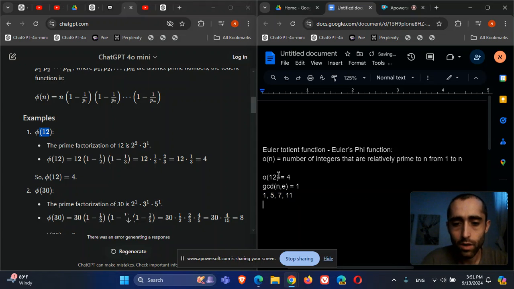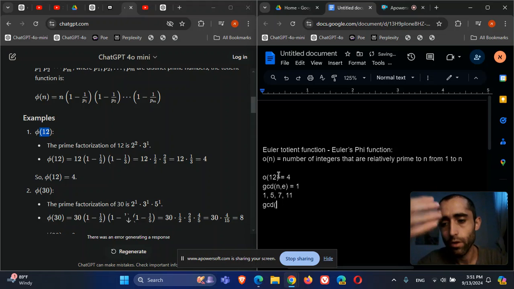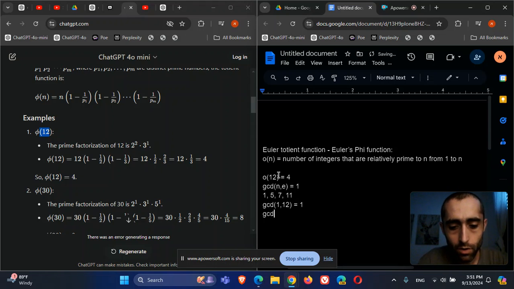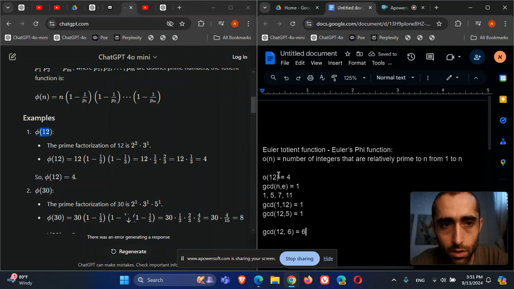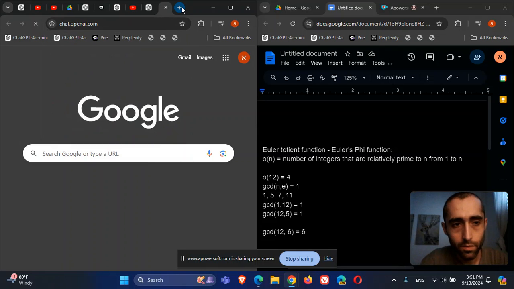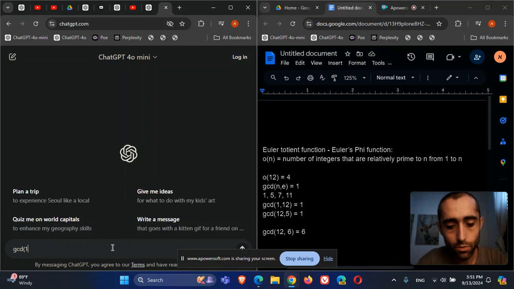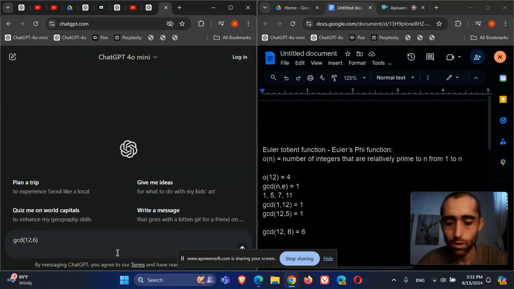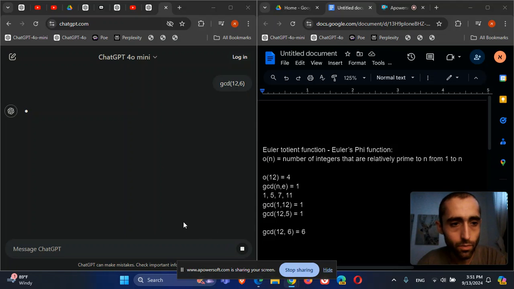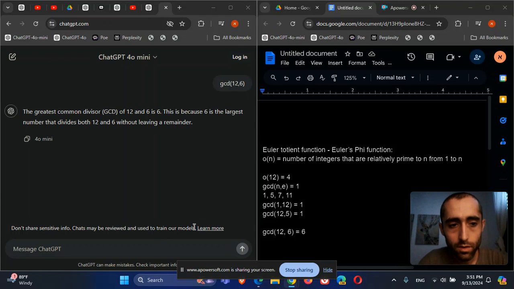So here are the 4 relatively prime numbers to 12, because they have greatest common divisor of 1. If you are doing the greatest common divisor of 1 and 12, you get 1. The greatest common divisor of 12 and 5 is also 1, but for example, the greatest common divisor of 12 and, I don't know, 6 is 6. So I think it is right. Let's ask ChatGPT if I'm right. Greatest common divisor of 12 and 6. Let's see that I'm not making any mistake here. Yes, it's 6.